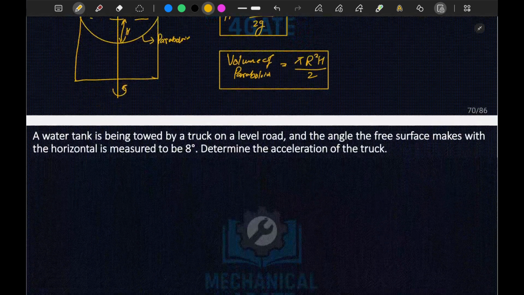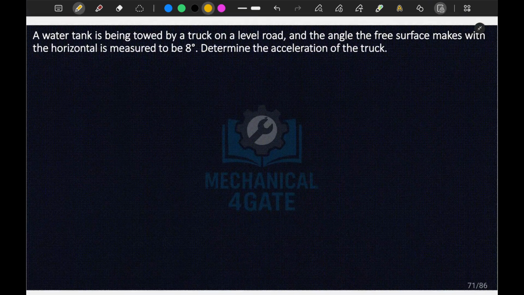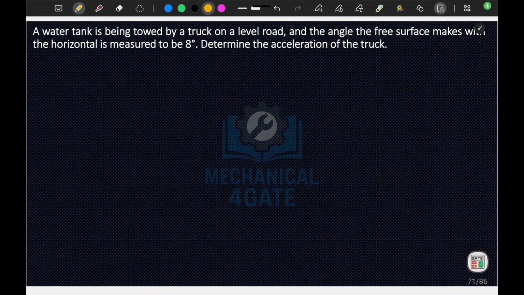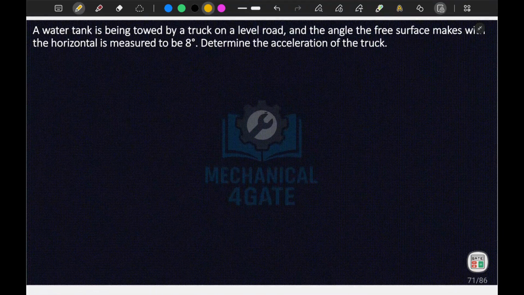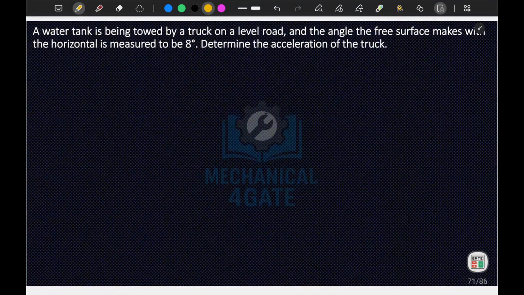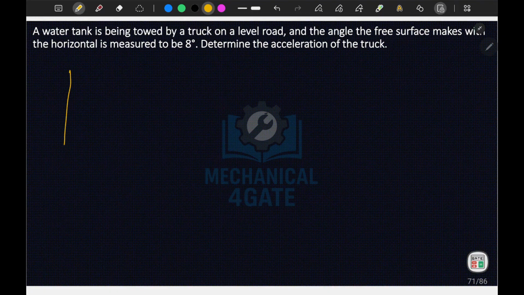So now let's start your first question. This is your question here. A water tank is being towed by a truck on a level road, and the angle the free surface makes with the horizontal is measured to be 8 degrees. Determine the acceleration of the truck. So let's draw the figure here first. This is your truck, and let's say this is your water tank.